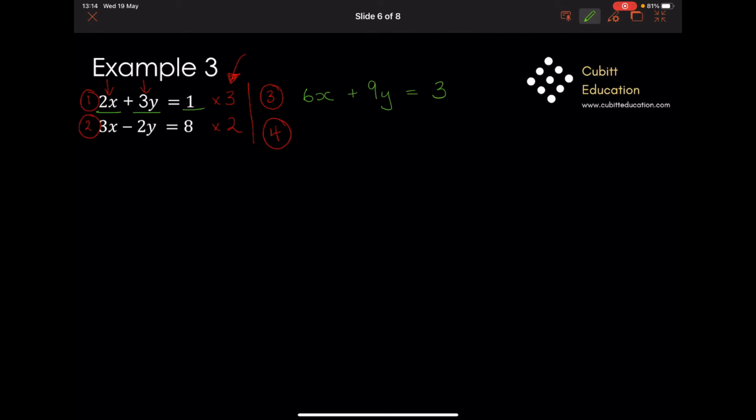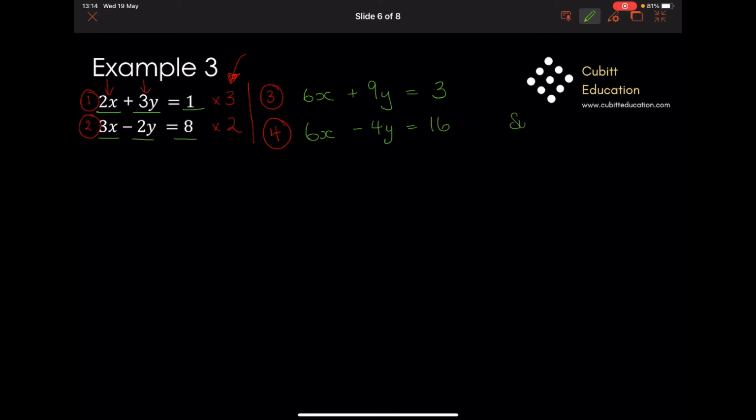We're now going to multiply by 2 for this next equation. 3x times 2 is 6x. And then we have minus 2y times 2. Minus 2 times 2 is minus 4. So that would be minus 4y. And 8 times 2 equals 16.